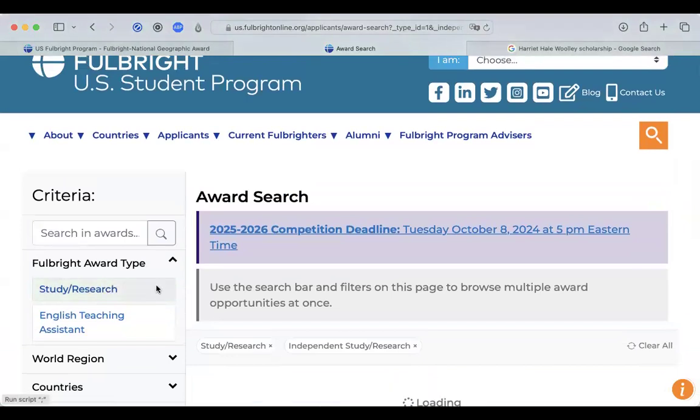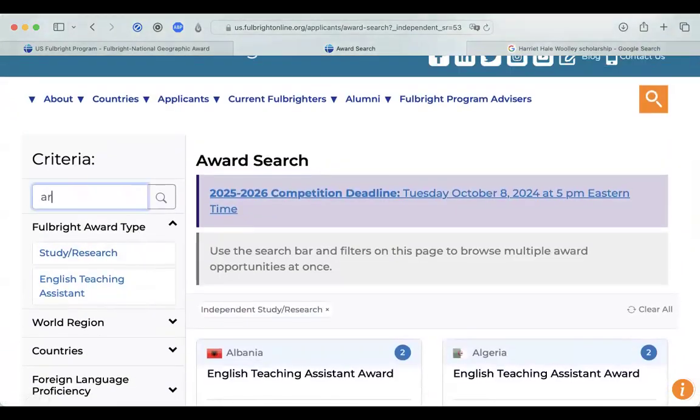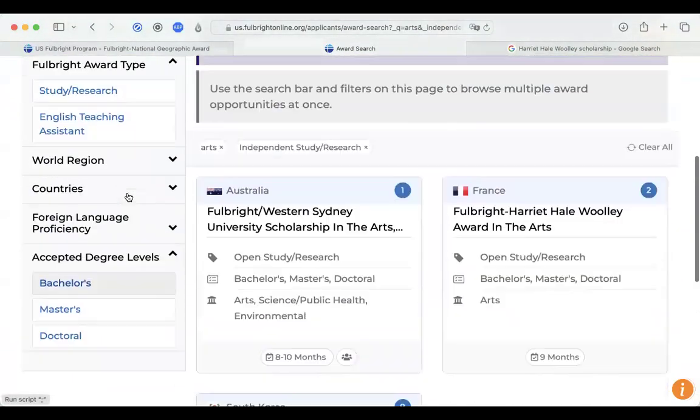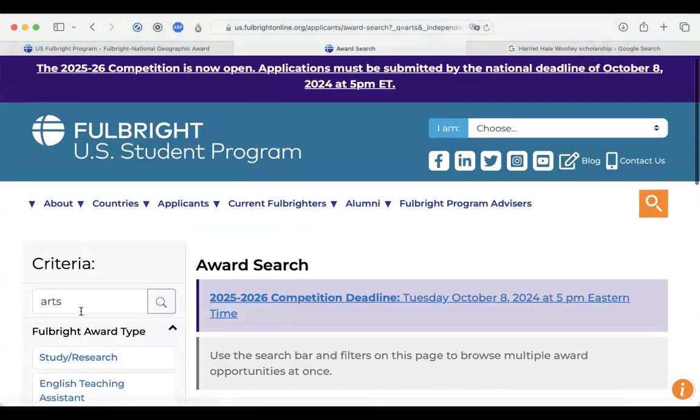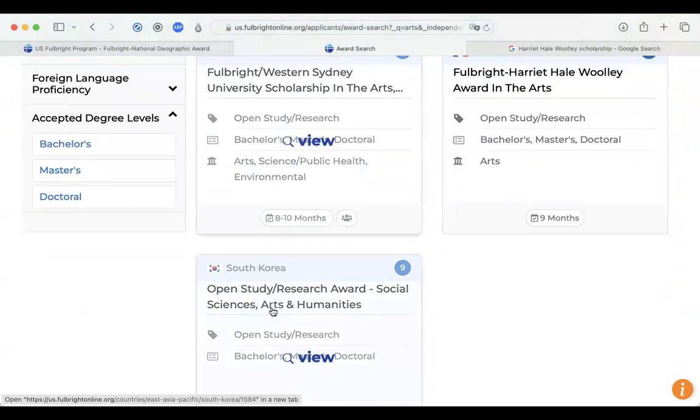We're going to go ahead and deselect this. And now we're going to do a search for arts. All right, we have those three. We know that there's more out there. And so we might ask, where is that searching? It's searching the particular title of that. So South Korea one happens to be coded for that.